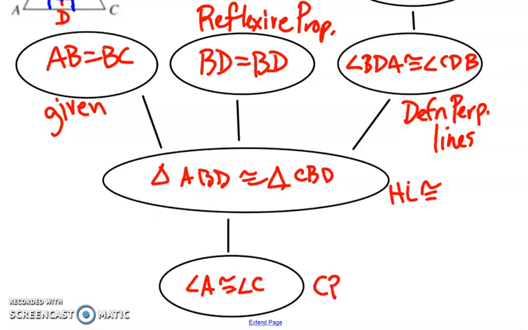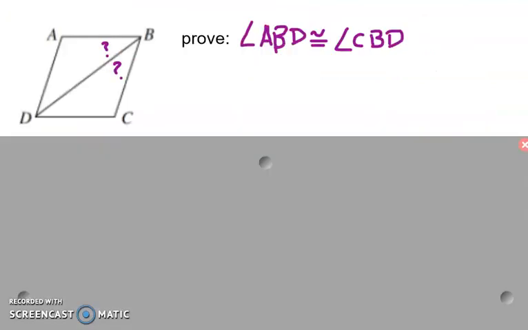The justification for this is simply 5 letters, CPCTC. It means that corresponding parts, that's the A and the C angles, of congruent triangles, that's the statement above, are congruent. So corresponding parts of congruent triangles are congruent. That's CPCTC as an abbreviation. So that's the first proof. So go ahead and we'll move on to the second one.